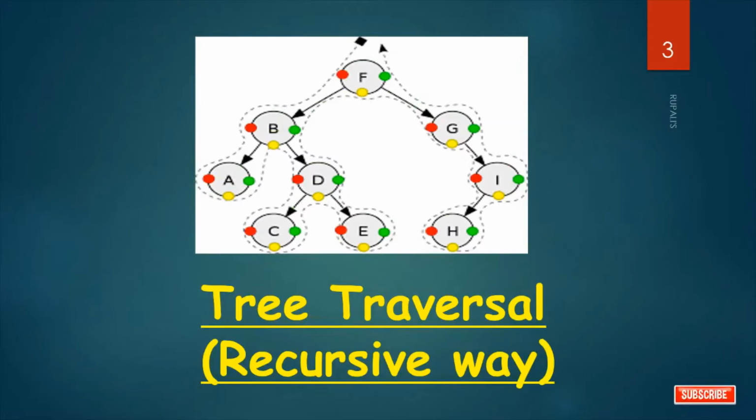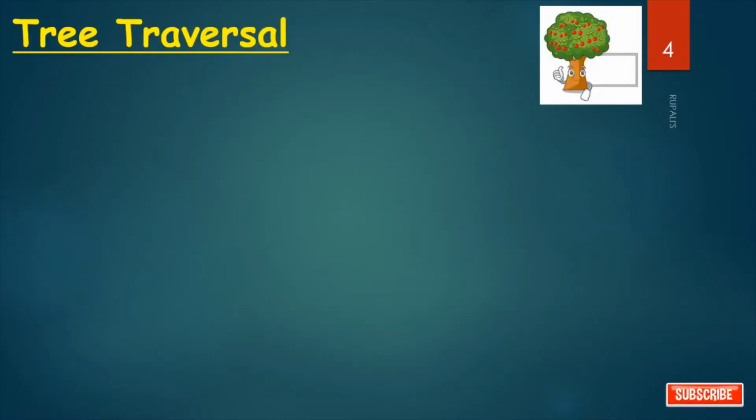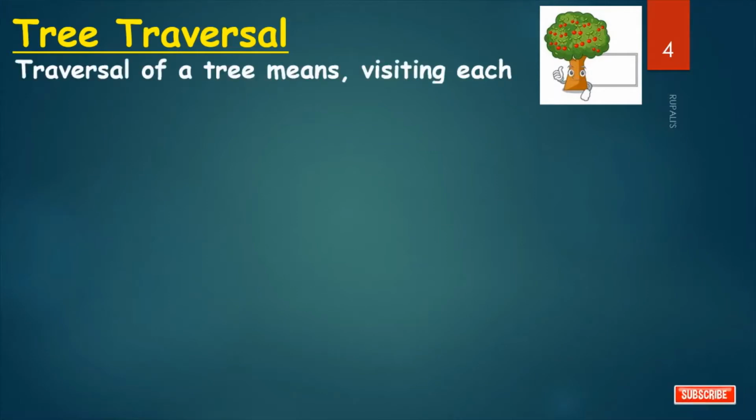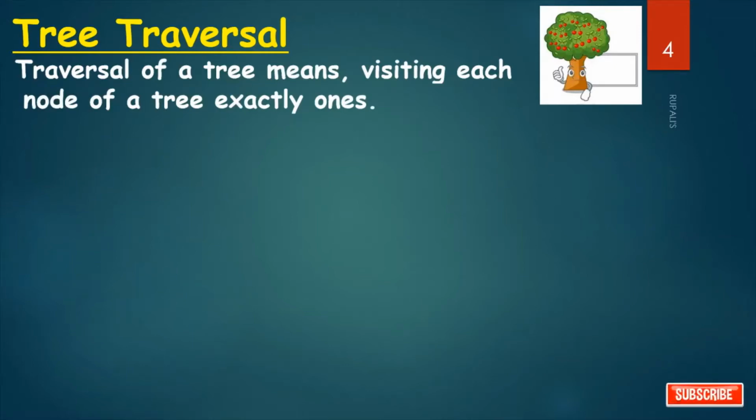There are two ways by which we can traverse a tree. One is the recursive way, another is the non-recursive way. Today we will learn how to traverse a tree by recursion, that is the recursive way. So what is tree traversal? Traversal of a tree means visiting each node of a tree exactly once. It means you have to visit all nodes, but exactly one time.